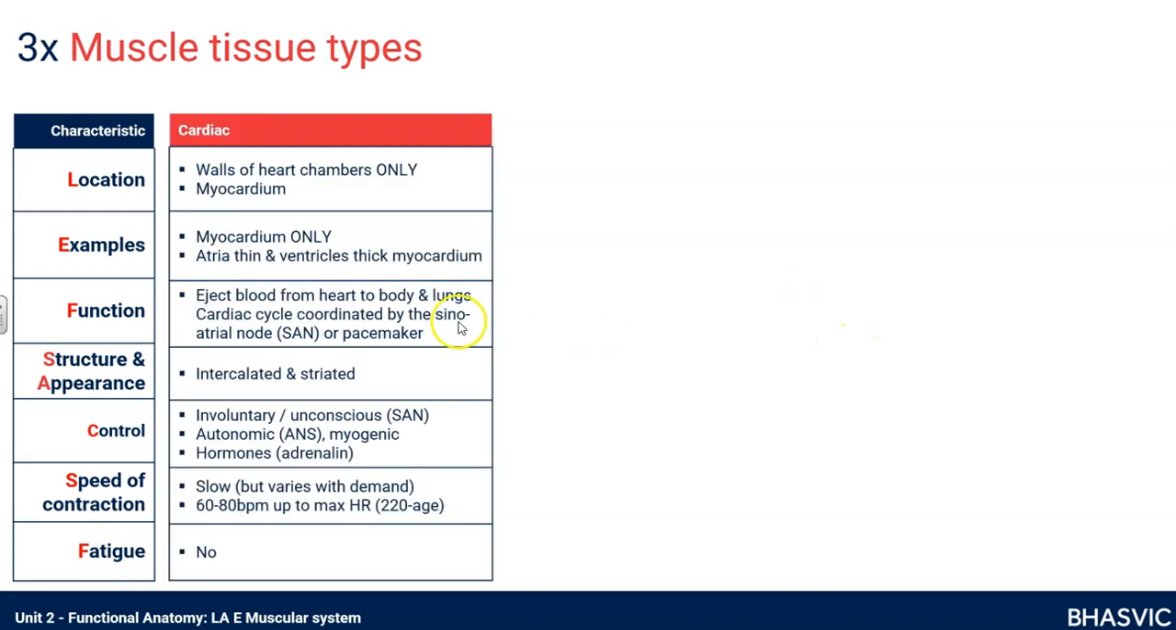Remember, these are all types of muscle tissue. What nervous system controls them? Do they contract slowly or quickly or both? And do they get tired? Do they fatigue? So let's look at cardiac muscle tissue first.